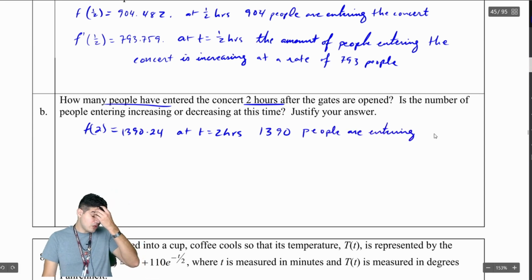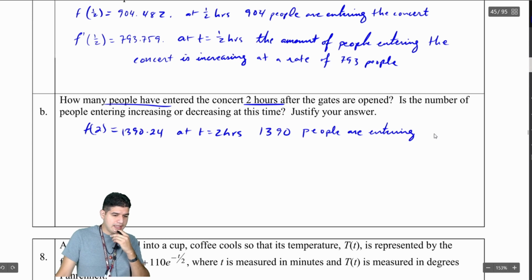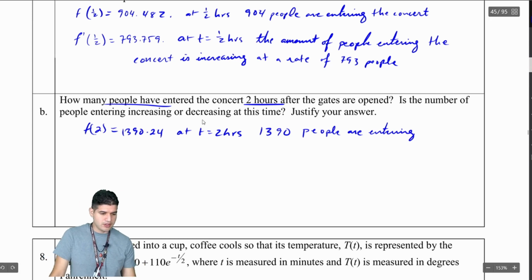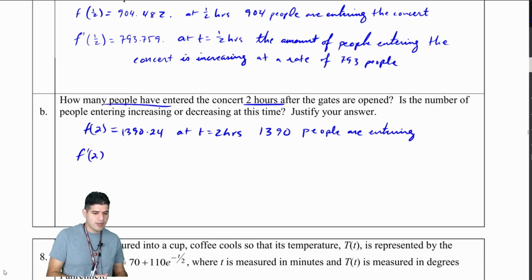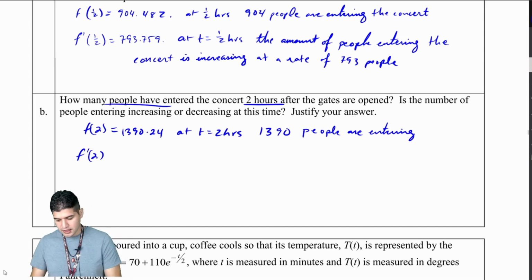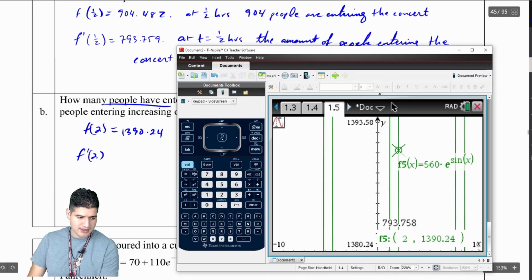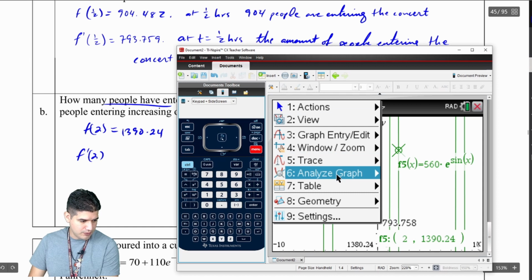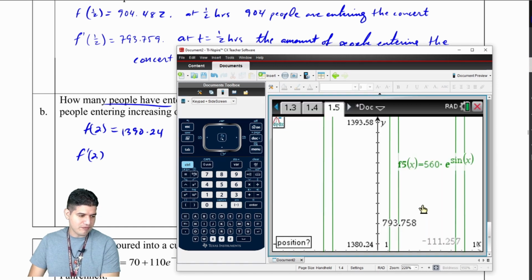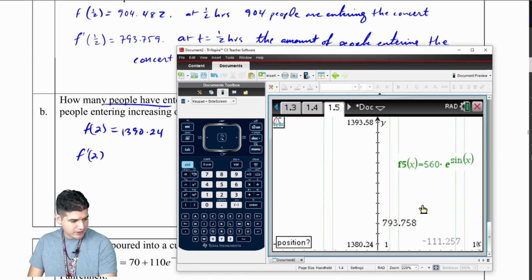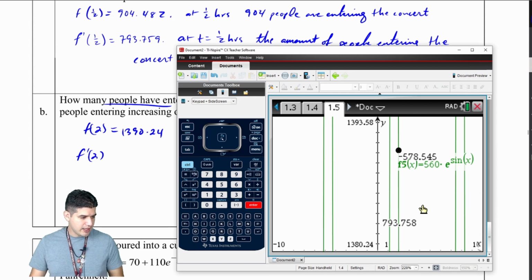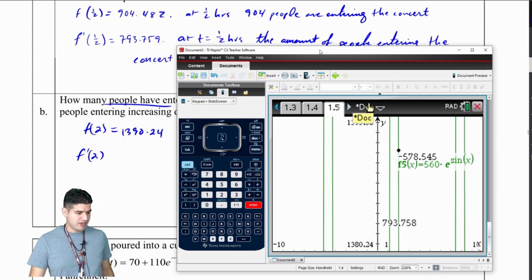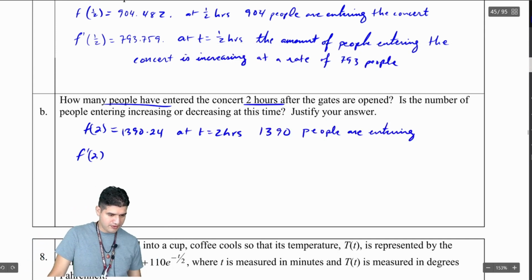And so now we also want to say, okay, is that increasing or decreasing? So we really just want to find f prime of 2. We're really just going to be concerned about the sign. Is it positive or negative? So again, dy dx, be really comfortable with this, right? And put in 2, hit enter, negative 578.545. So what does this mean?